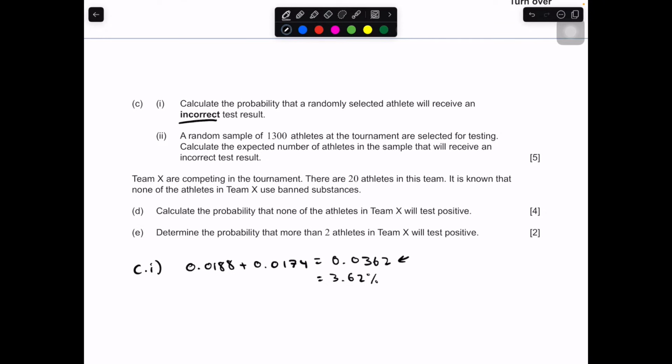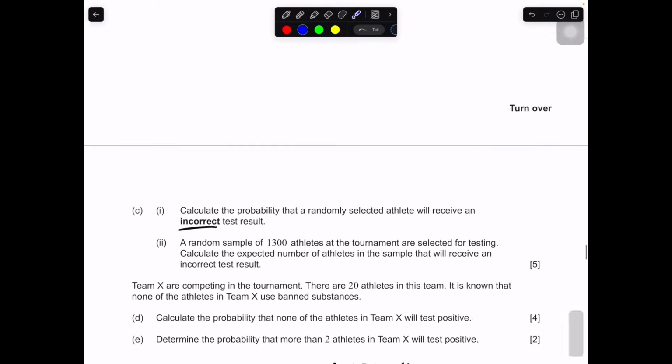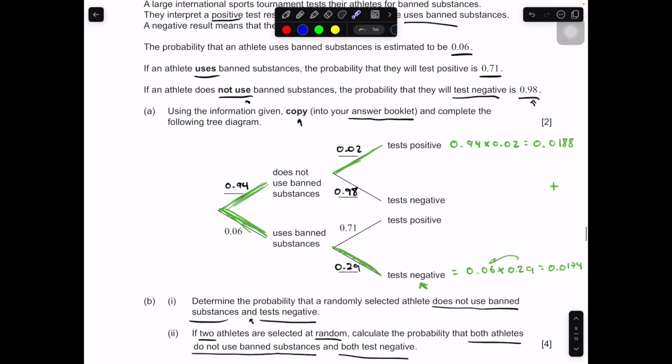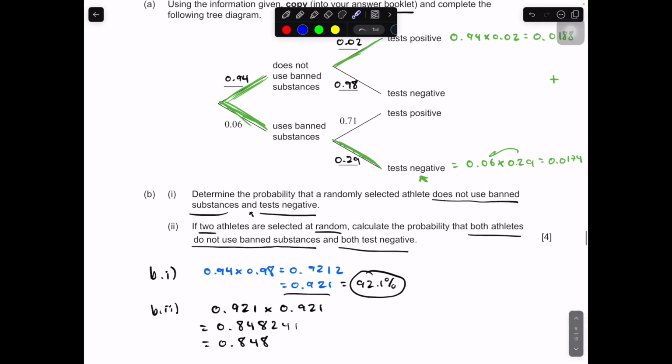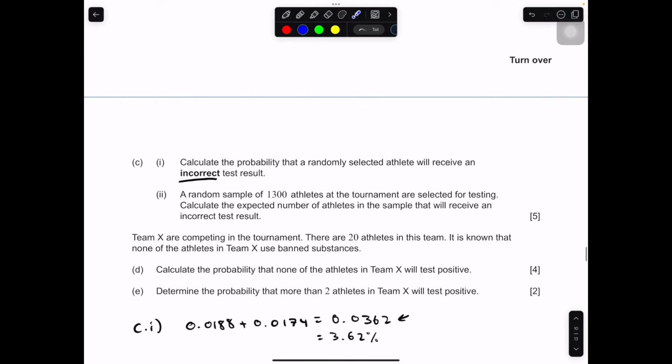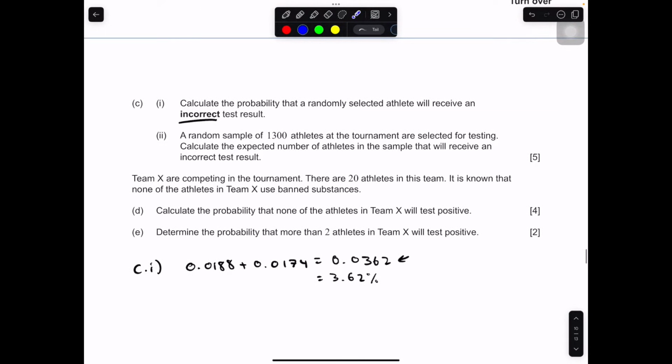Okay, so, sorry that one was a little longer, but the idea is this person's clean, but they tested dirty. This person is, I guess, using substances, and then they test clean. So adding these two values, these are the two ways that someone can get an incorrect result. All right. And often on a paper too, this kind of transitions.